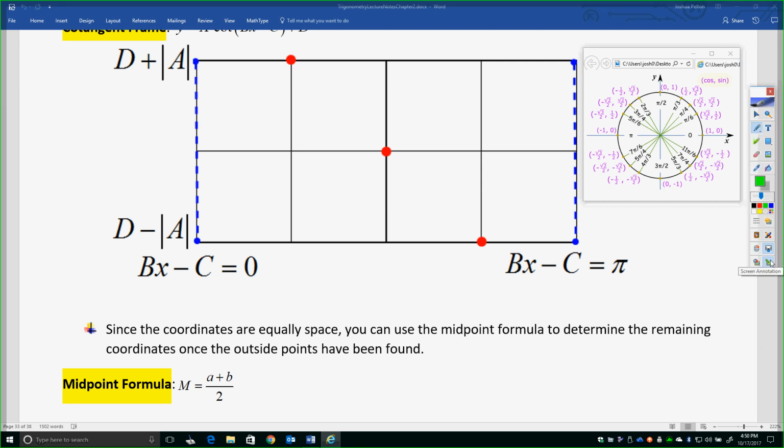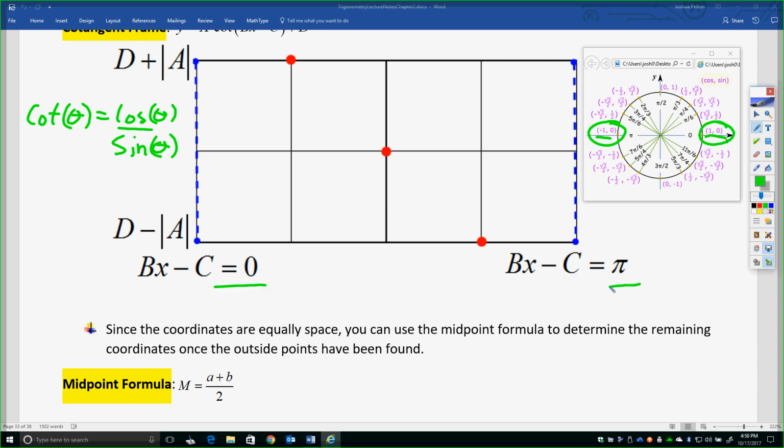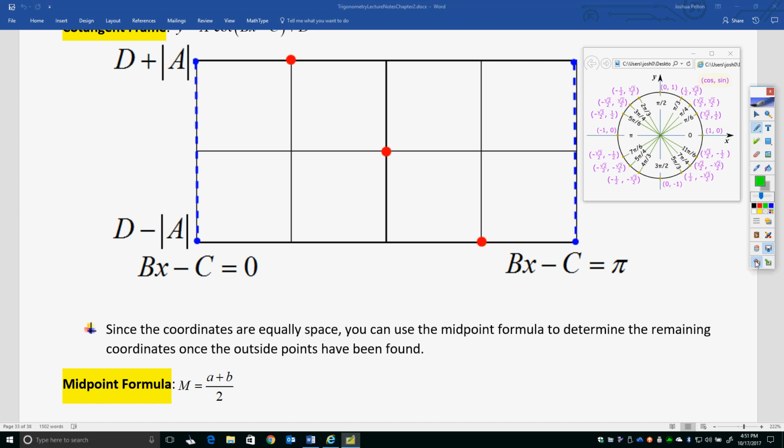Now the problem is at every pi, because cotangent is cosine over sine. So as a result, these values, cosine over sine, are undefined at every value of pi. So we have to use every value of pi now to figure out the asymptotes. Other than that, the cotangent is the flipped version. Okay, didn't quite do that right. Let's try that again.